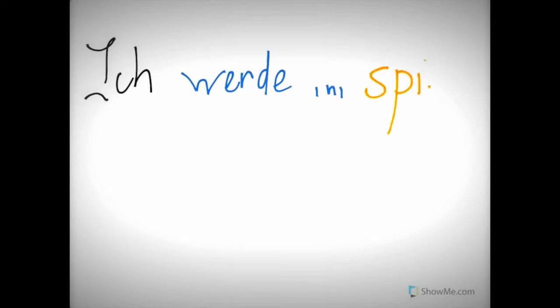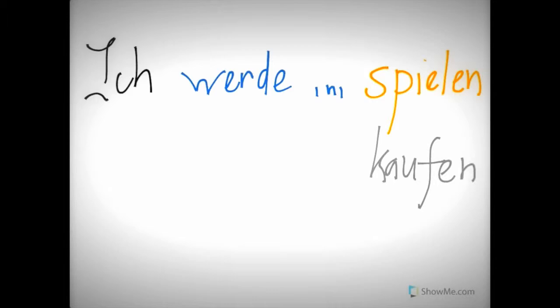So we've got spielen, which is in its dictionary infinitive form, to play. So I will play: ich werde spielen, with the verb at the end of the sentence. Ich werde kaufen, I will buy. Ich werde machen, I will do. Okay, so that is the main core structure with regards to the future tense if you're using werden.